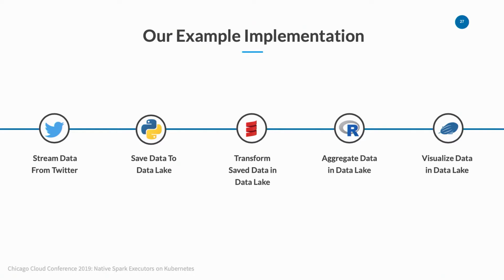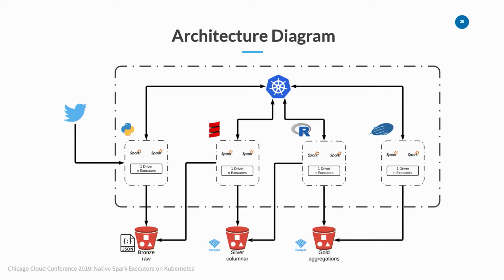Then we have our Python stage, saving the data to the data lake. That's our bronze stage. From there, we have a transformation step in Scala, which transforms the saved data, so it's the silver step. We then have something in R, pretending we're a data scientist trying to aggregate data. I want to manipulate the data in a way that is best for my model, so we have a last step in R for our gold section. And then lastly, we have a layer of Zeppelin to visualize the data in the data lake. And then Mario will talk more about it.